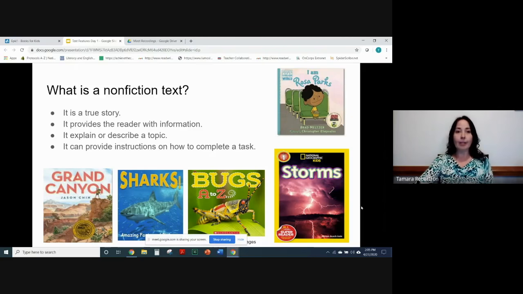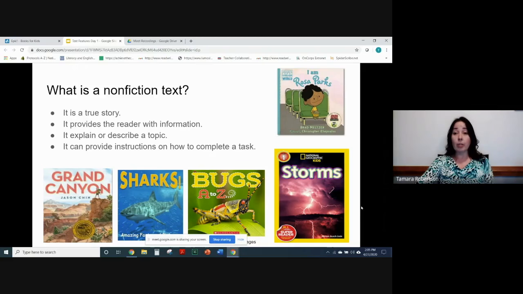That's right. Nonfiction means that it is true. It is not made up. It's not a fiction text. It's not make-believe. It's not fantasy. A nonfiction text really happened, where it's a book with a lot of true information, with a lot of facts in it. So a nonfiction text provides the reader with information.